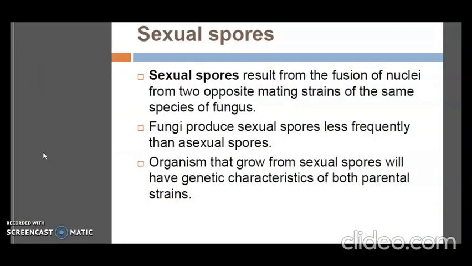Next, let's see the sexual spores. Sexual spores result from the fusion of nuclei from two opposite mating strains of the same species of fungus. Fungi produce sexual spores less frequently than asexual spores. Organisms that grow from sexual spores will have genetic characteristics of both parental strains.